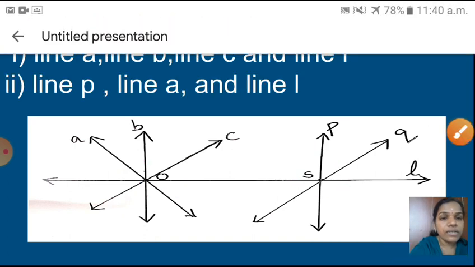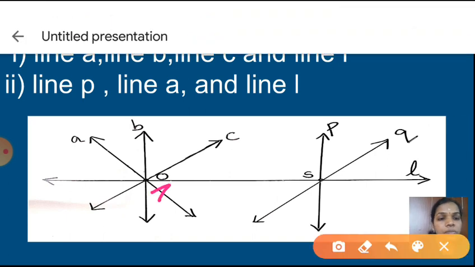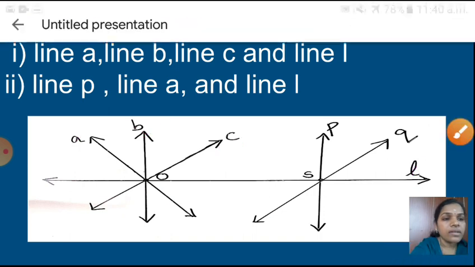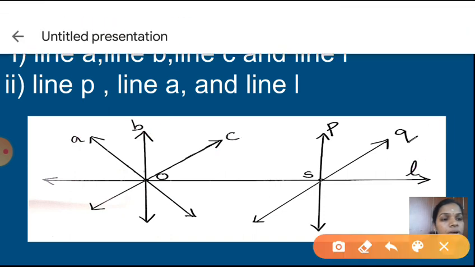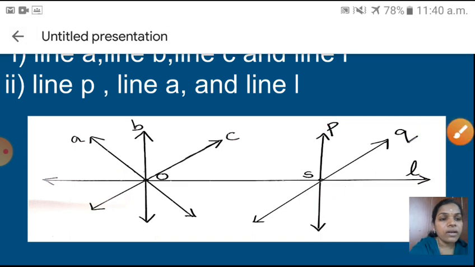Next one is, yes, which one? Concurrent lines. Yes, through the same point how many lines are passing, that you have to see. See here, through this point, line A, line B, line C and line L are passing. So line A, line B, line C and line L, these are the concurrent lines. And another one is, observe this point, through this point line P, line Q, line L are passing, isn't it? So line P, line Q and line L, these are the concurrent lines. Okay, understood children?